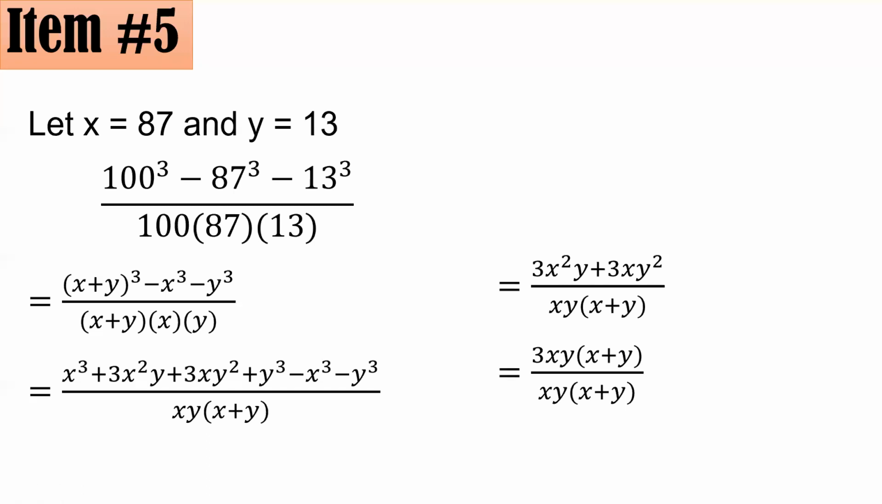Next question. Ano po yung pwedeng makancel? Di ba? Pwede yung x, no? Meron ding y kasi common factor din. Pwedeng x plus y. In other words, the x, the y, and the x plus y will be canceled. That's why yung matitira na lang po is 3 sa numerator at saka 1 sa ating denominator. And that's 3 over 1 or simply 3.